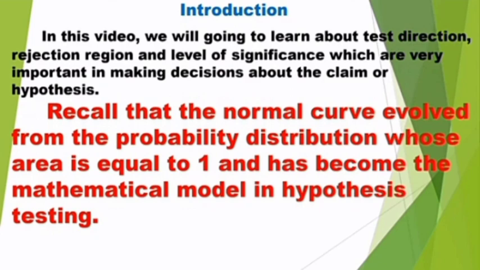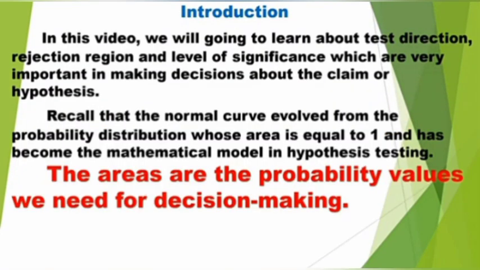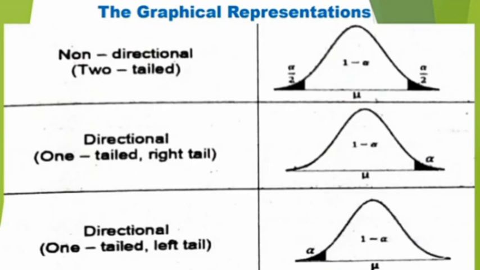Recall that the normal curve, derived from the probability distribution whose area is equal to 1, has become the mathematical model in hypothesis testing. The areas are the probability values we need for decision making. Here are the graphical representations of the two-tailed and one-tailed tests.